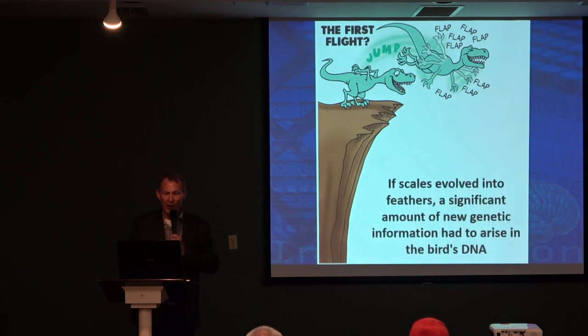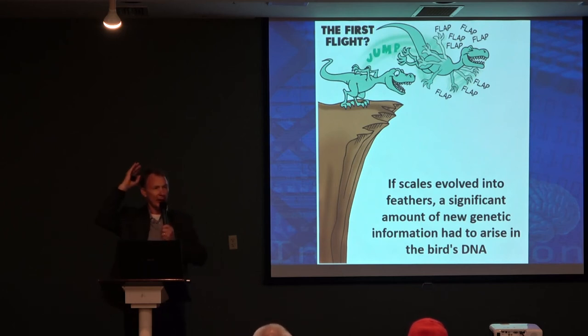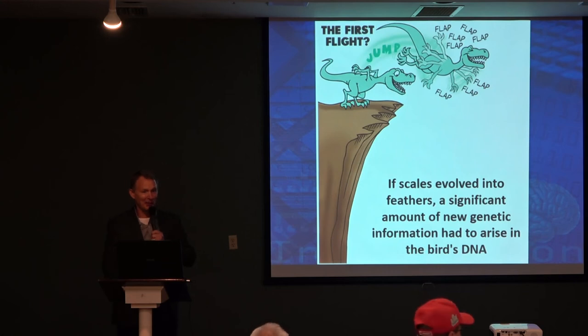Now, if scales evolved into feathers, a significant amount of information would have to be added into the bird's DNA to arise for the possibility for flight. The question is, well, how did that genetic information arise? Did dinosaurs just see an advantage somewhere in a dream that they had? Boy, I would be much more fit, could survive much better if I could just fly. Oh, I think I better grow feathers. Yes, that's what happens, yes.